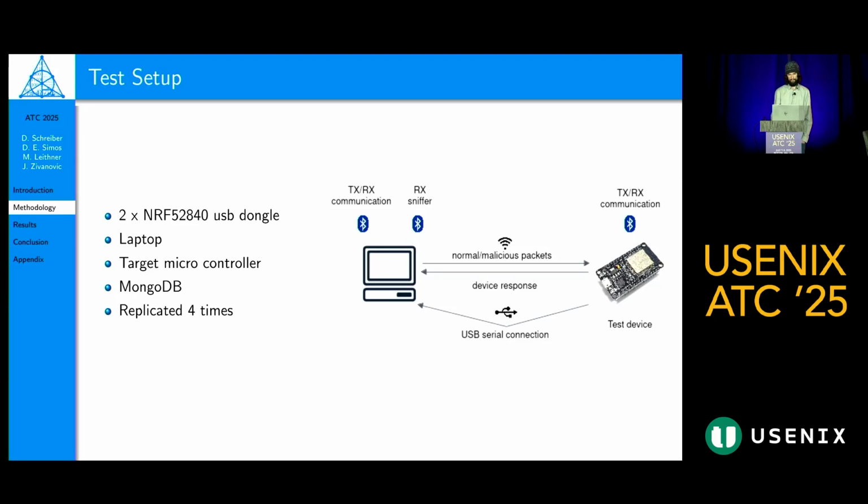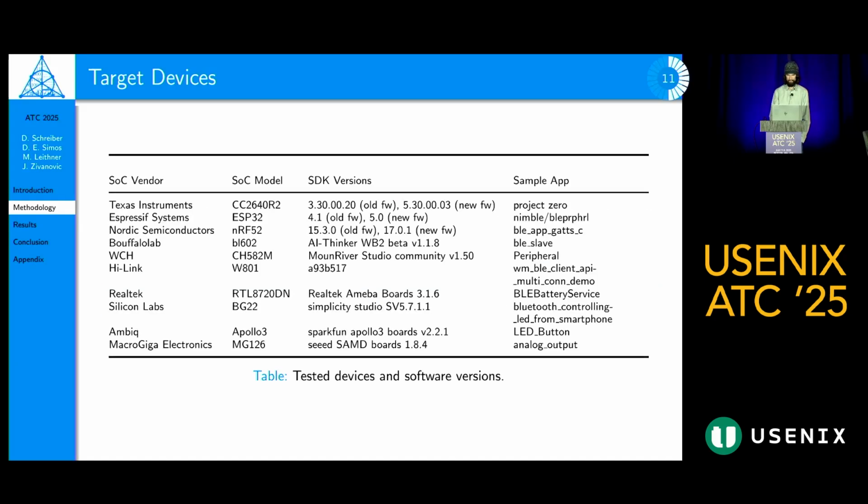The separate sniffer dongle was necessary because the communication dongle sometimes became unresponsive in an unpredictable manner, which would then lead to incorrect oracle results. Both dongles are plugged into the laptop that is running our CST tool, and for logging the test results, we use the MongoDB database. Because of the amount of time it takes our tool to test a single device, we replicated the setup 4 times so we can test 4 microcontrollers in parallel.